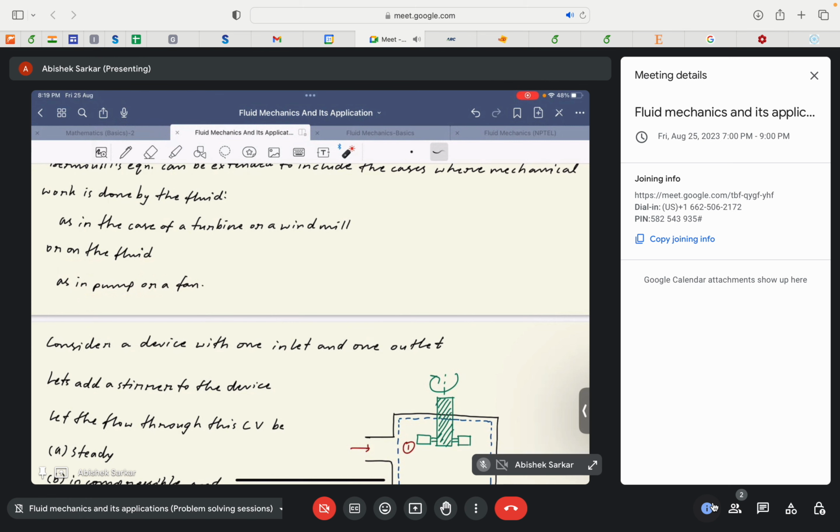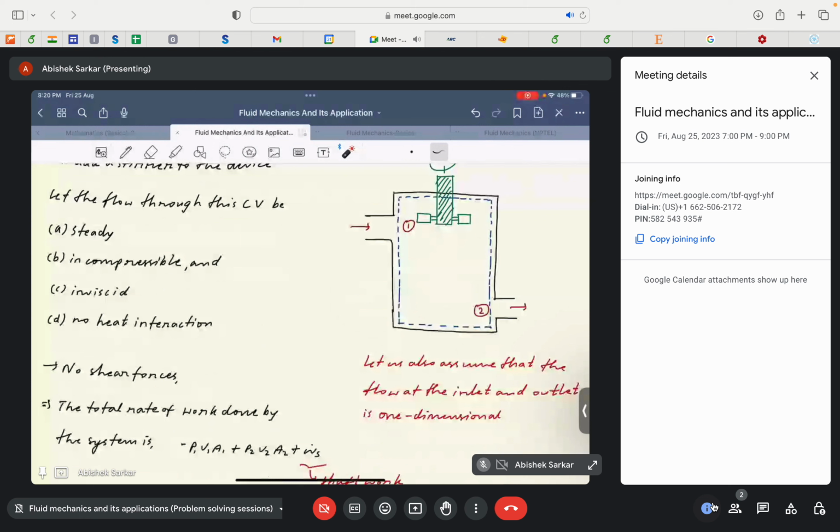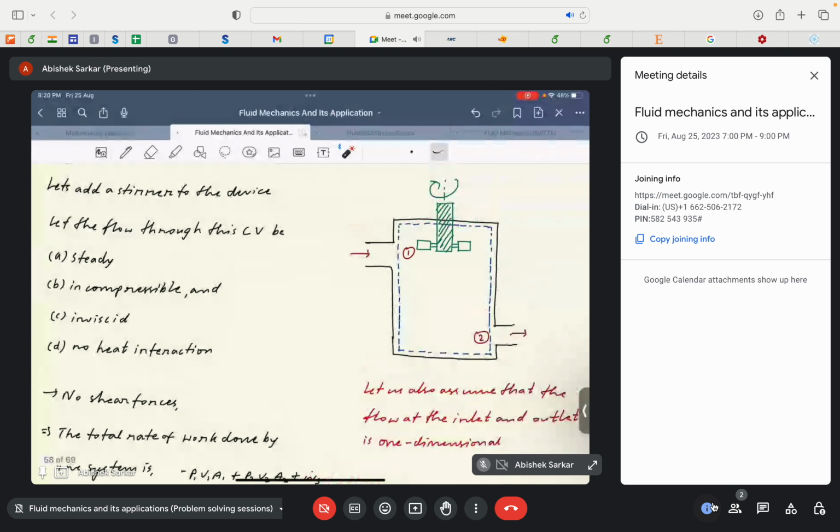So let's go through it. I guess this example was considered in the video lecture, but I'll skip through it fast so that we can save time and look into some problems. Consider a device with one inlet and one outlet, and a stirrer is added in this system. We assume the flow is steady, incompressible, inviscid, and there is no heat interaction. But since there is some additional external work being done, the external work has to be considered.